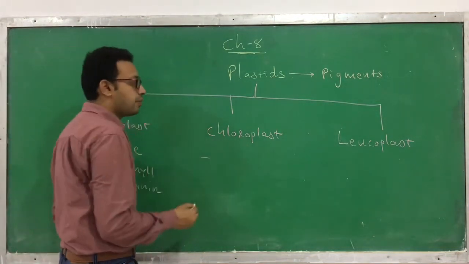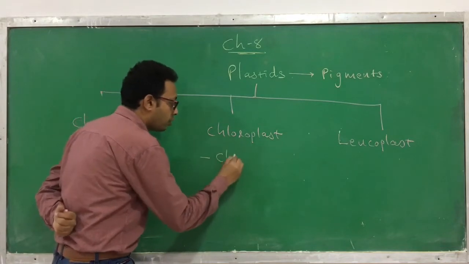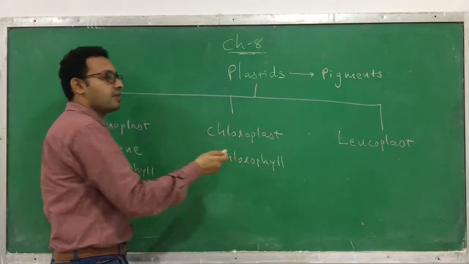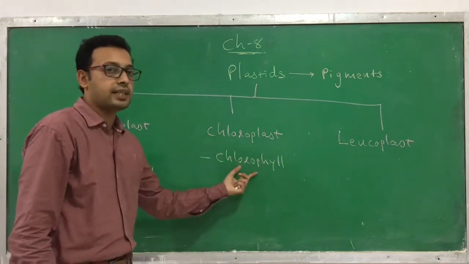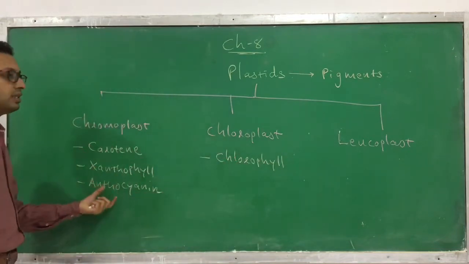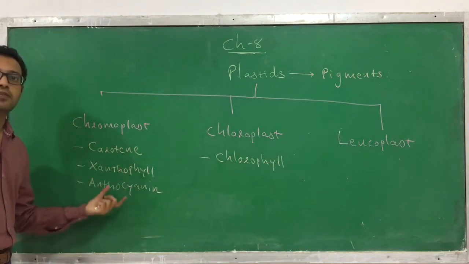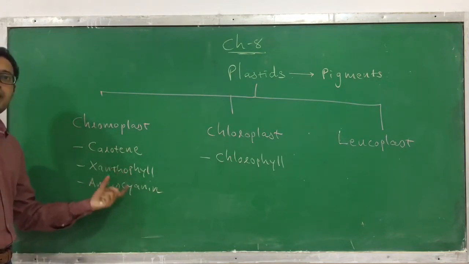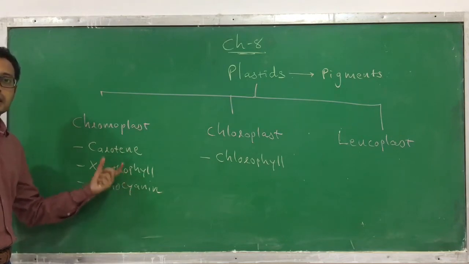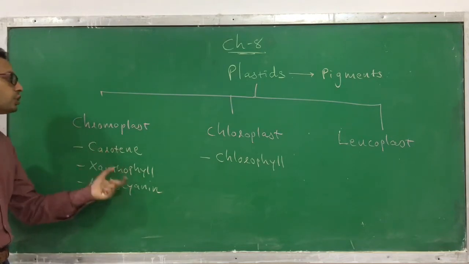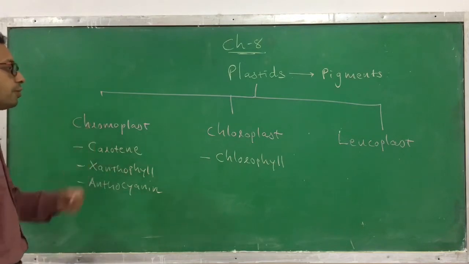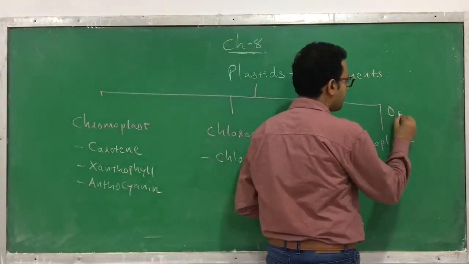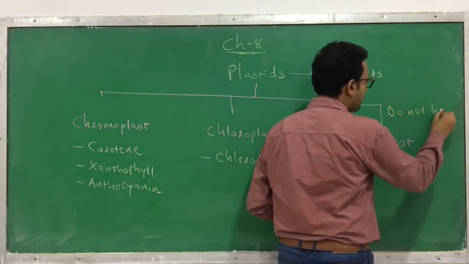Chloroplast also contains a pigment, which we call chlorophyll. This is responsible for photosynthesis and it gives a green color. Whereas the pigments present in chromoplast are responsible for giving color to flowers, fruits and seeds. The color of flower, fruit, seed like white, yellow, orange, red is due to the presence of these pigments in a chromoplast. Leucoplast do not have pigments.